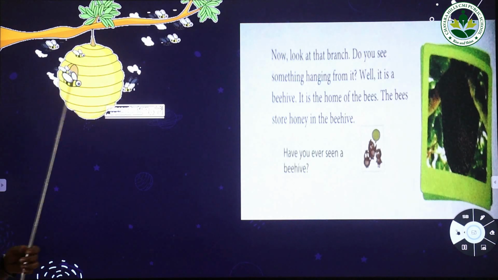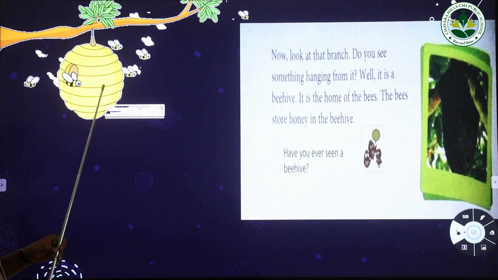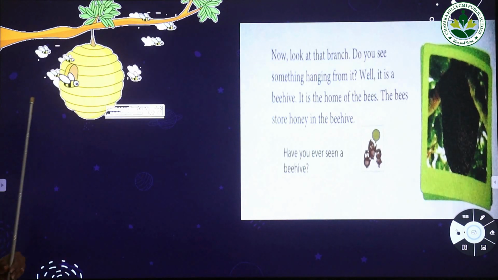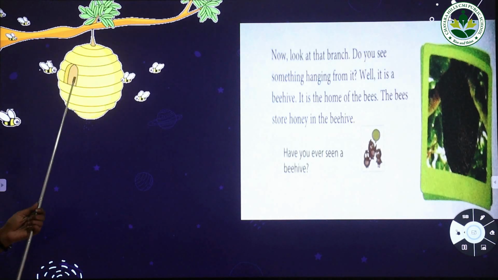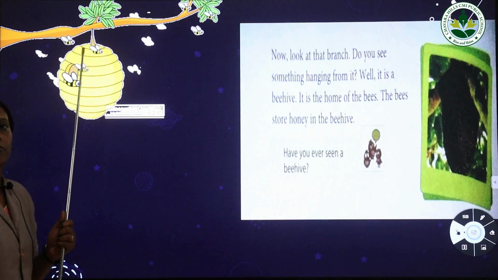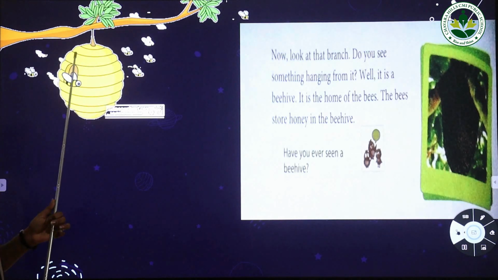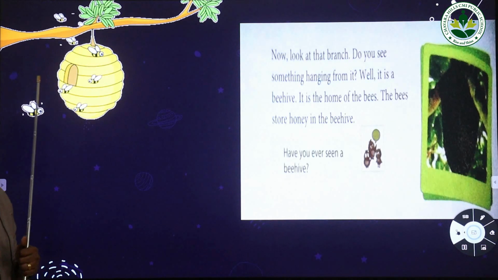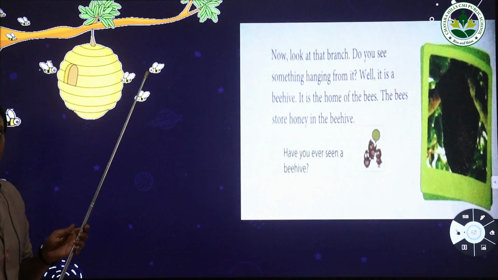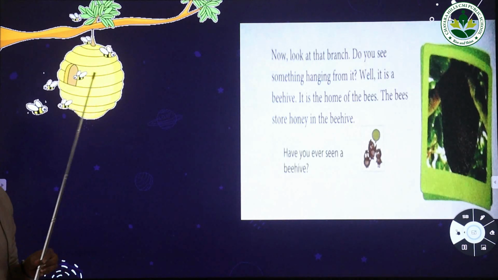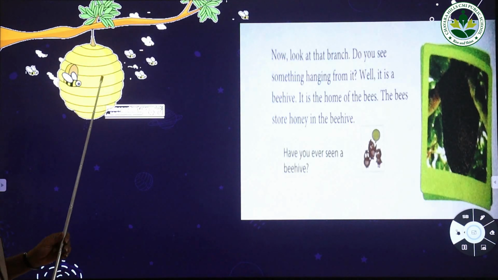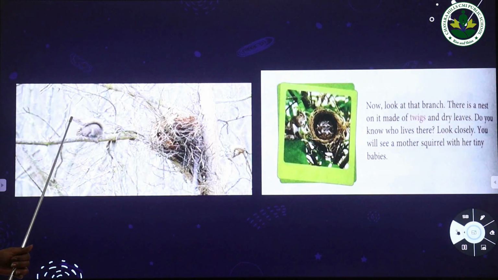What is honey? Honey means jenu. So, the bees store the honey in the beehive. Have you ever seen a beehive? This is a beehive. So, the bee is a friend of our tree. Beehive means the place where the honey bees store their honey. It is the house of bees.